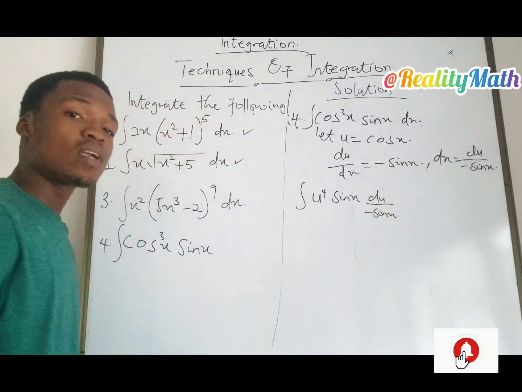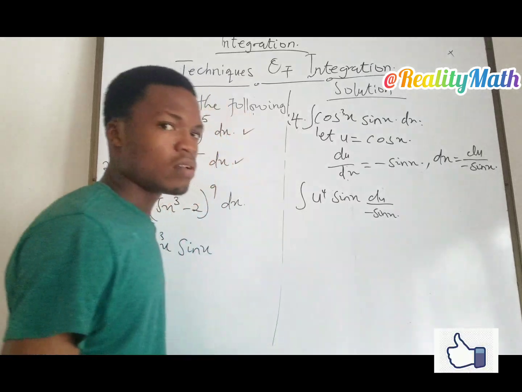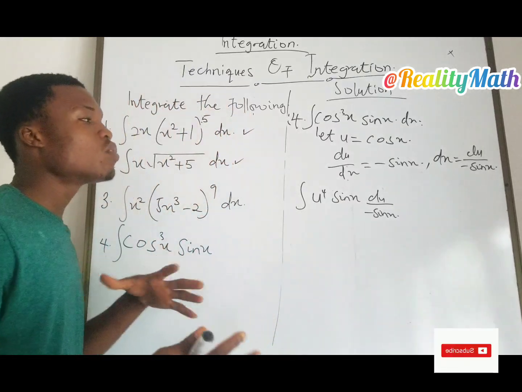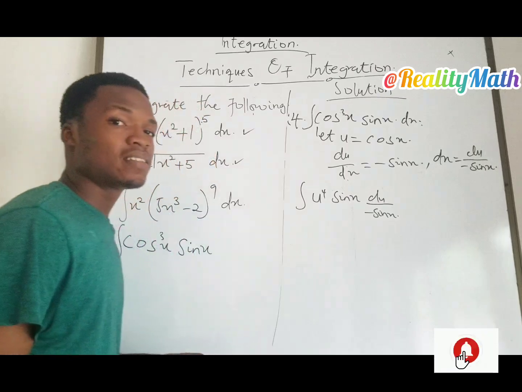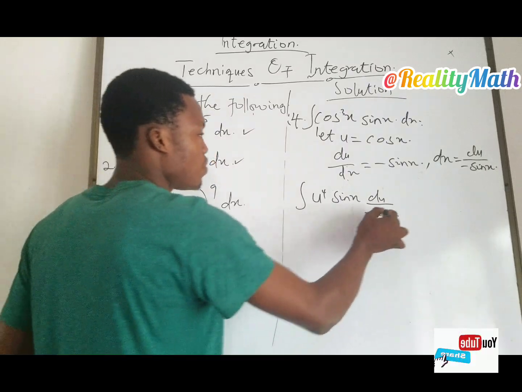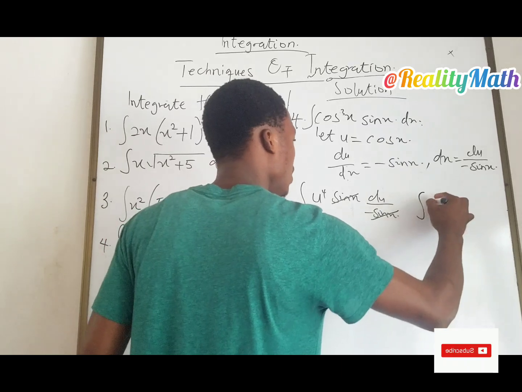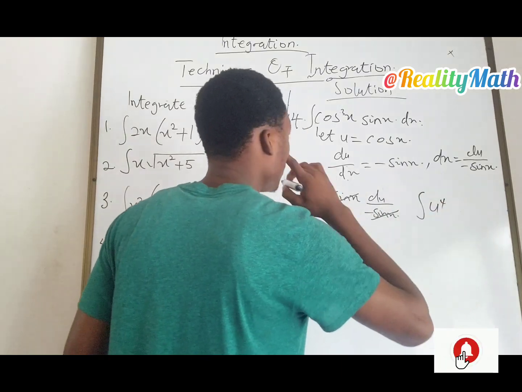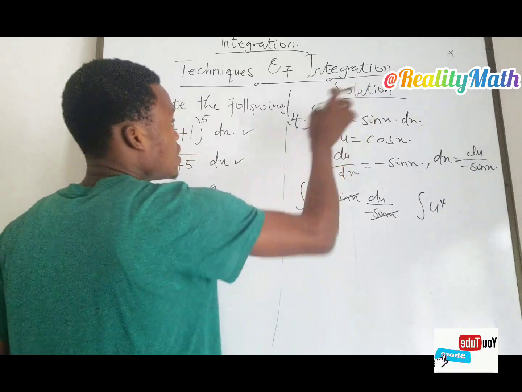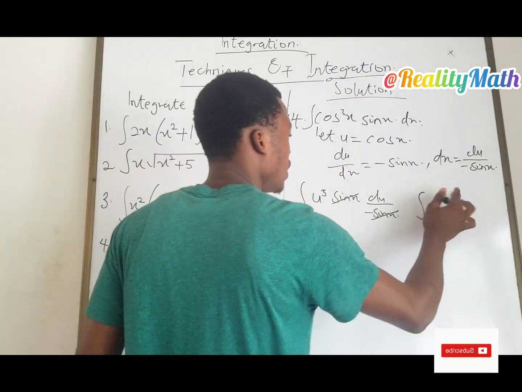So this is what I was talking about. You realize that the sine x here can take away this. In fact, it's even making your work more simple. But mind you, this is minus sine x. So if it cancels, we are now going to get the integral of u to the power 4, right? Sorry, is it u to the power 4? No. Here it is u to the power 3. So u to the power 3, and then u to the power 3.